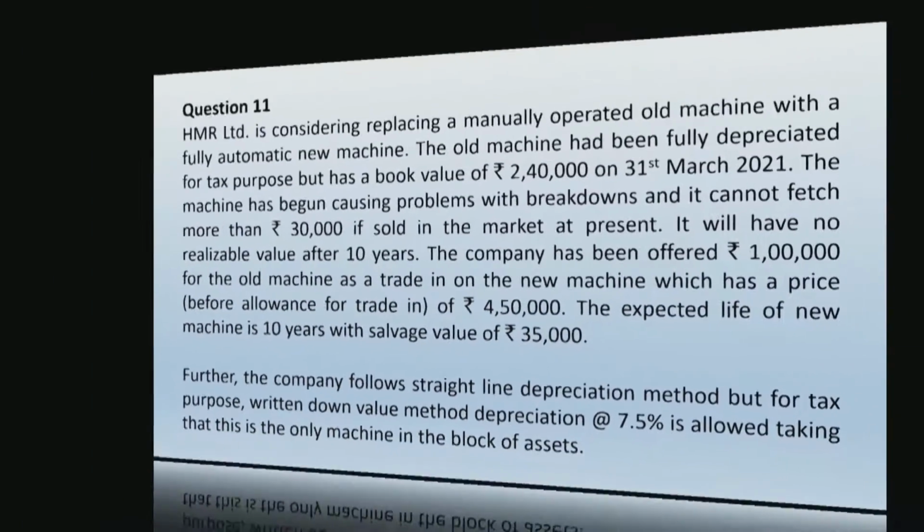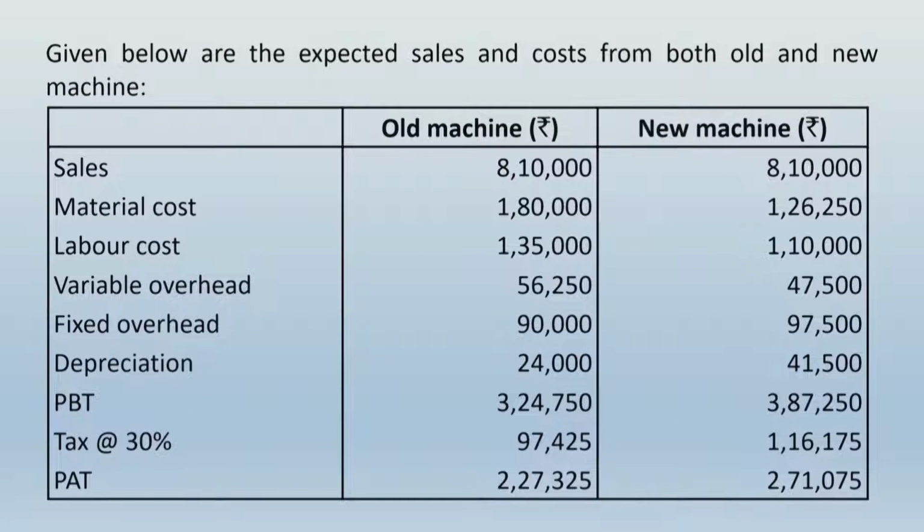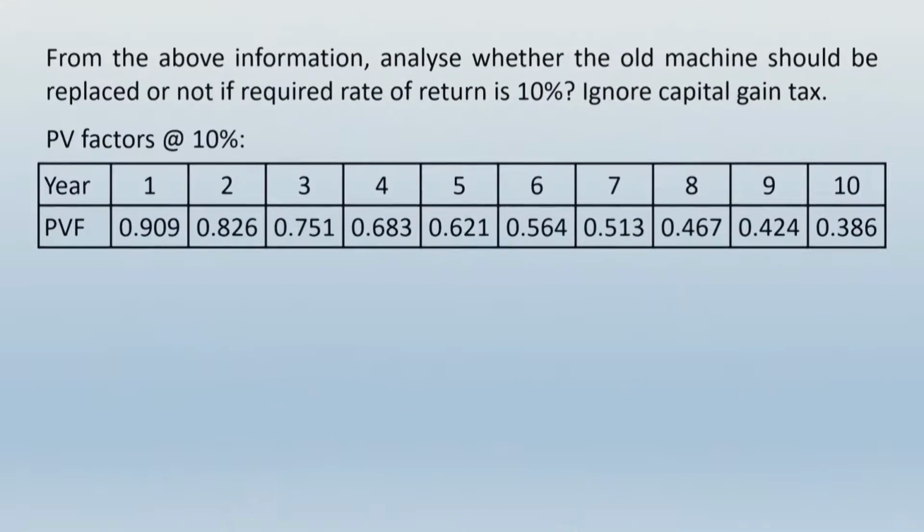Further informed in the question, given below are the expected sales and costs from both old and new machine. They have given you the data in the form of sales, material cost, labor cost, variable overhead, fixed overhead, depreciation, profit before tax, tax and profit after tax. Further informed in the question, from the above information, analyze whether the old machine should be replaced or not. If required rate of return is 10%, ignore capital gain tax.